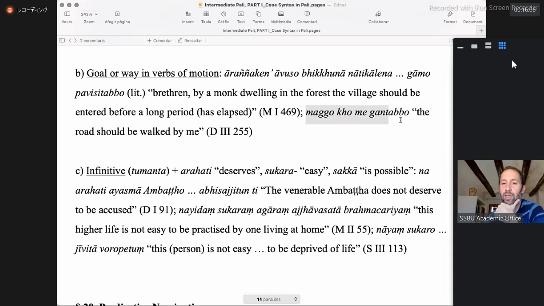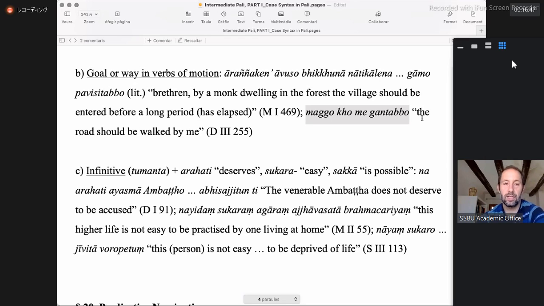This is something that in English we cannot translate. See that here this translation is quite literal. The road should be walked by me. Maybe in English it sounds a little bit better than in other European languages, I'm not so sure. But my point is, I don't know if when in Pali we say maggo me gantabbo, does it sound as strange as in English, the road should be walked by me? I think in Pali, maggo me gantabbo sounds relatively natural, but in English, the road should be walked by me doesn't sound very natural.